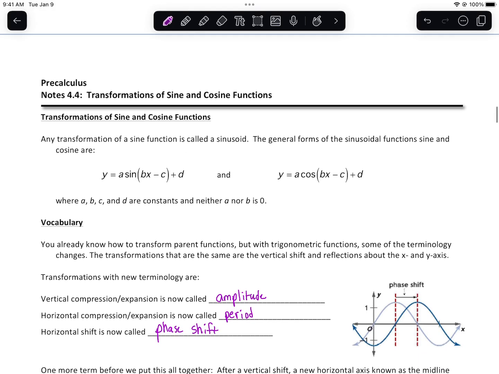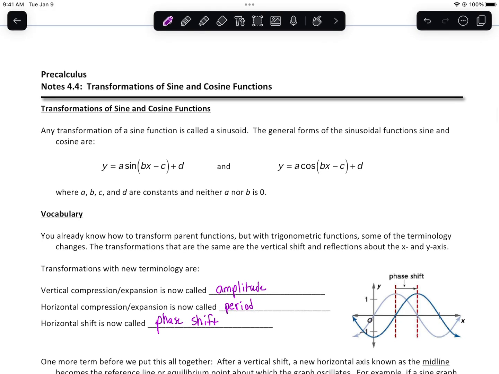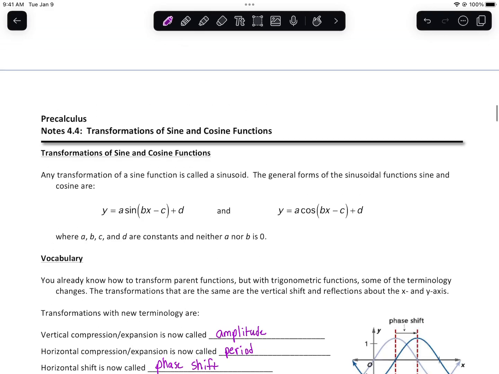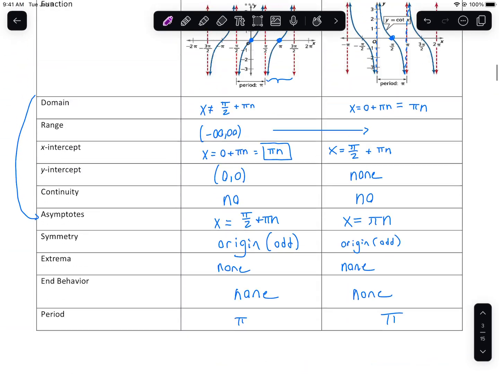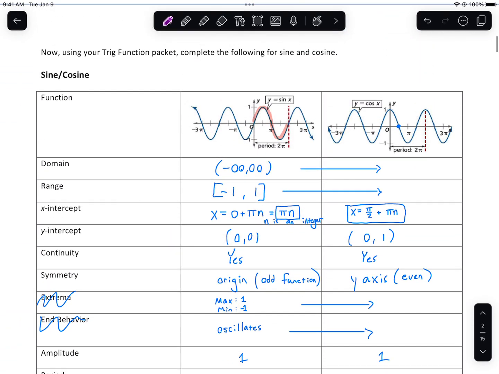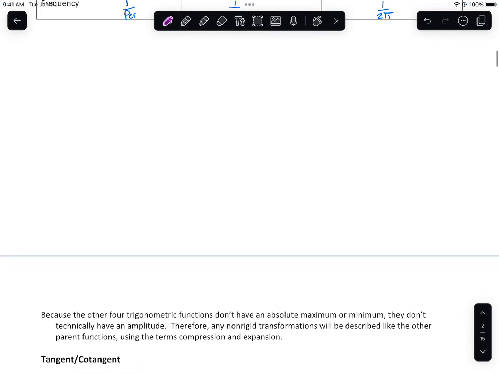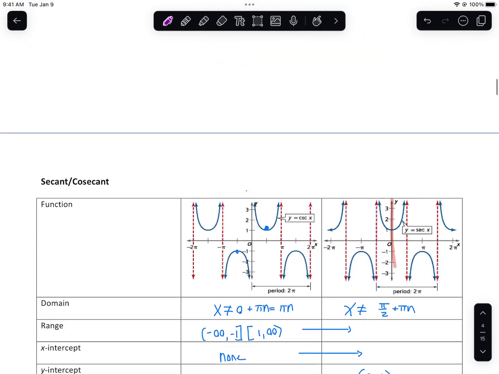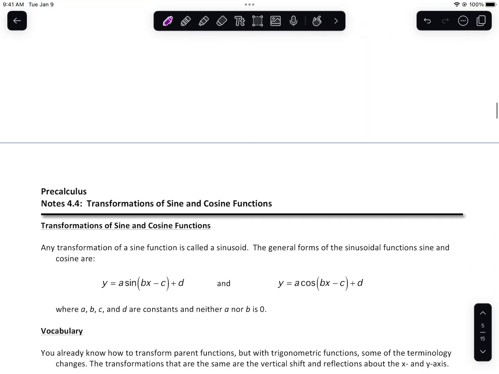All right, today we've got transformations of sine and cosine functions. I'm going to go ahead and assume that you remember how to graph a regular sine and cosine function from the previous lesson. If you kind of know where the start and end points of these are, then that can help everything go pretty well as far as the graphing goes today.